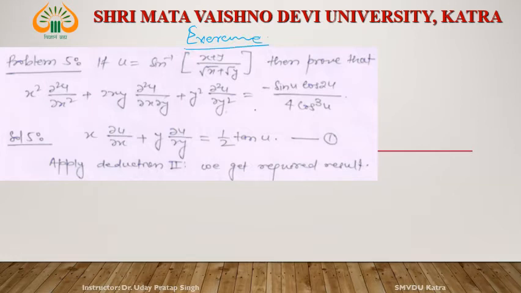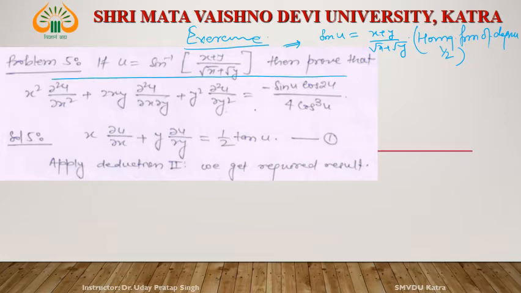What is that? This u is not homogeneous. Then again, sin u is equal to (x plus y) over (square root of x plus square root of y). Right? This is a homogeneous function of degree 1/2. Homogeneous function of degree 1/2. Right? We have to prove this thing. What is this?